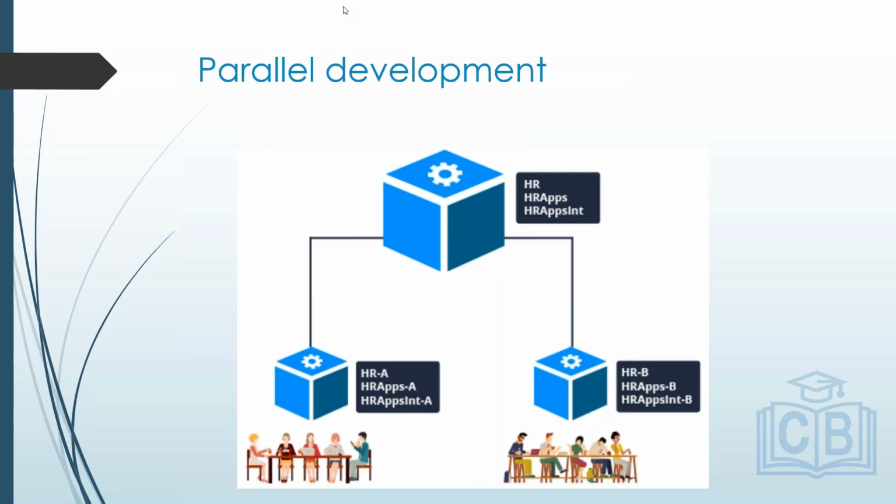Now assume team A and team B are working on enhancing the HR application. For example, HR A is working on the UI enhancements, and HR B is working on some new functionality. Both of them are important. I cannot say team A should wait until team B completes his work, and vice versa. So how do we achieve that both of the teams are working parallelly, and how do I make sure that the conflicts are very minimal?